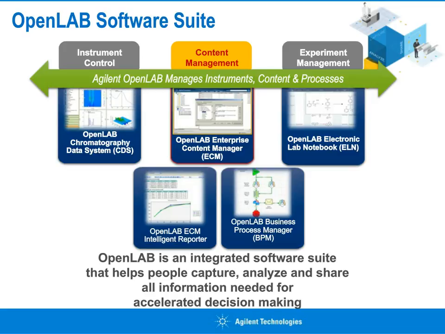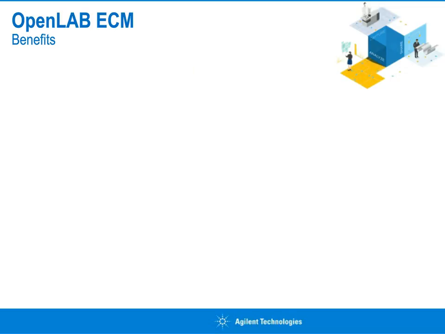OpenLab BPM is a process engine that is used to automate and streamline workflows, especially as related to document review and routing. This is particularly useful in the context of compliance. So now let's focus on OpenLab ECM, and we'll start that by taking a look at its benefits.